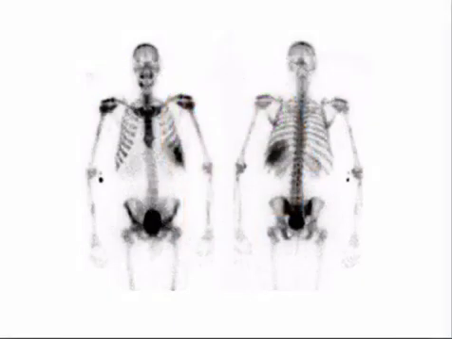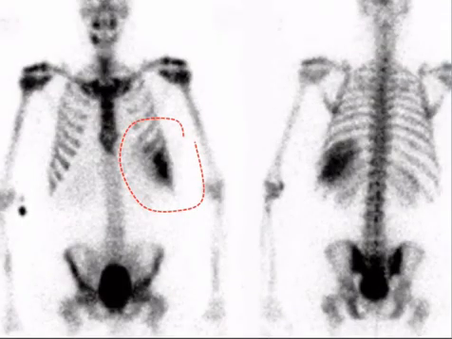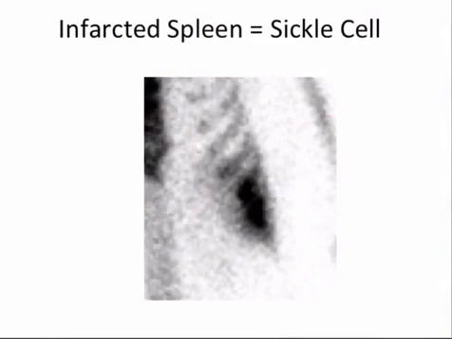All right, next case. We're seeing a bunch of uptake in the spleen. So when you see that, too much in the spleen, that is sickle cell. That means that you've infarcted your spleen. And you're supposed to assume anytime I say infarcted spleen that that's a sickle cell thing.